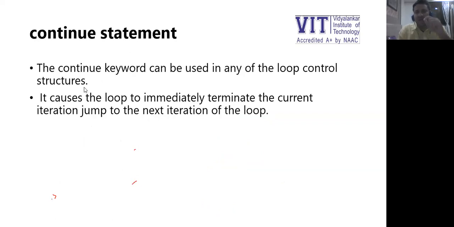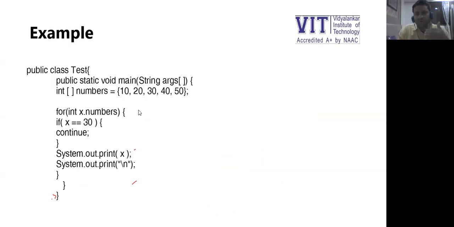This is about continue. What it does is take the control back to the beginning, to the next iteration. Basically it takes the control to the next integer. So this is my array. For integer x in numbers, if x is equal to 30, continue. First x is 10. Is it equal to 30? No. So continue will not get executed. x is printed, 10.